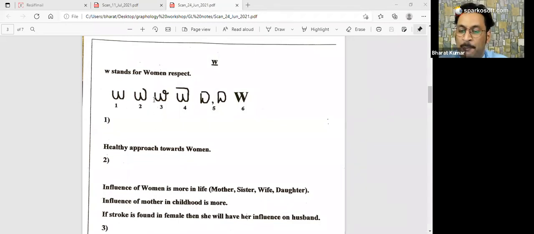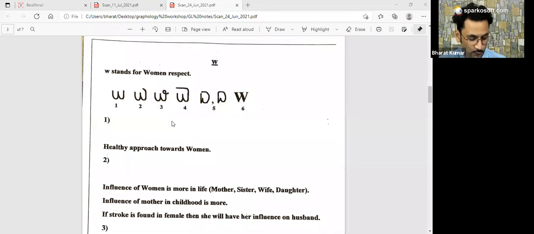So in type 2 of W, the right side has a height. These kinds of people actually have more influence of women in their life. Like you may be influenced by your mother. Okay, in capital you are using 6-1. So if you are using the second type of W, it means you are influenced by women, maybe influenced by mother, sister, daughter or wife, etc.